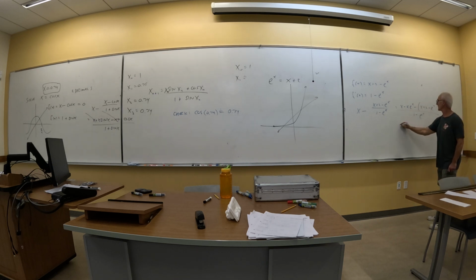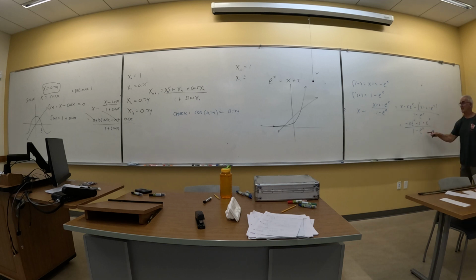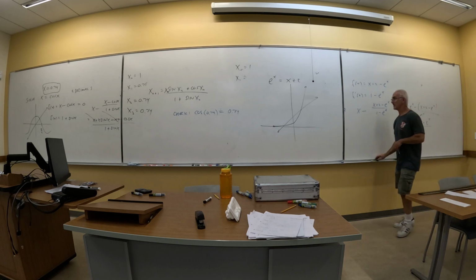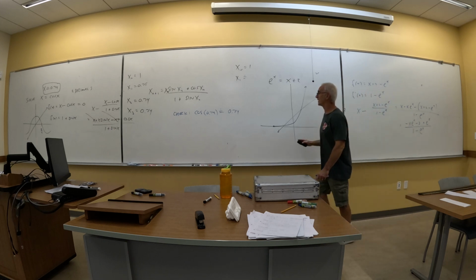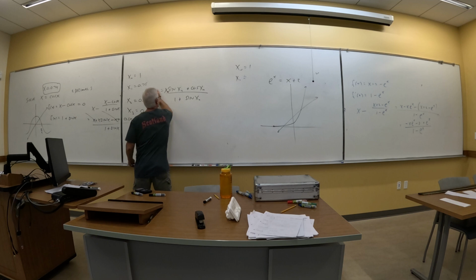Those will cancel. And what am I left with? Negative x e to the x, negative 2 plus e to the x, all over 1 minus e to the x. That's what I'm going to use. And now I'm going to write it out formally. This is my scratch work so that I can state this part clearly.